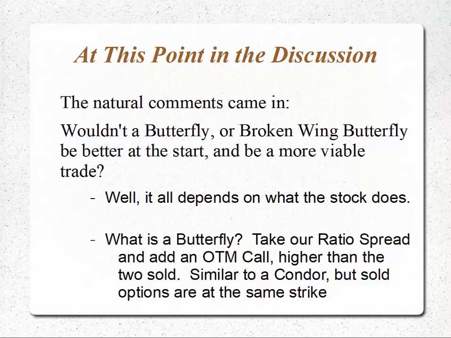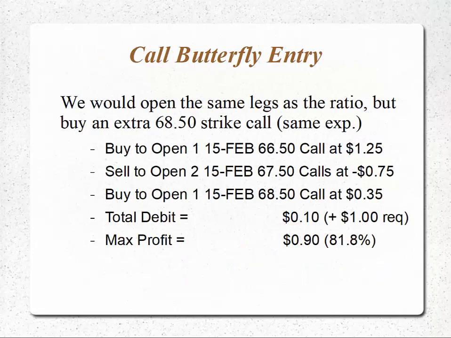Let's take a step back. What is a butterfly? Well, consider our ratio spread, and from the beginning, instead of as a management, add an out-of-the-money call higher than the two sold strikes. It's kind of similar to a condor, but the sold options are at the same strike. In our example, with Starbucks at 67.05, I might use the same legs as the ratio we saw, but buy an extra 68.50 strike call. Same expiration, keeping the same distance between the strike prices.